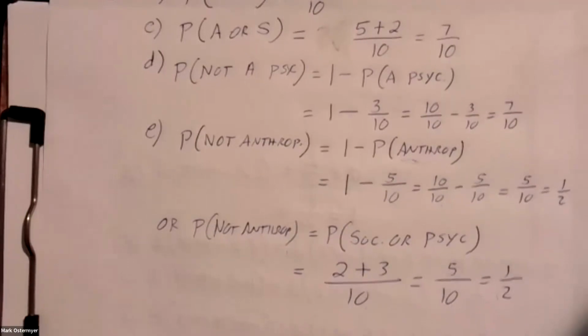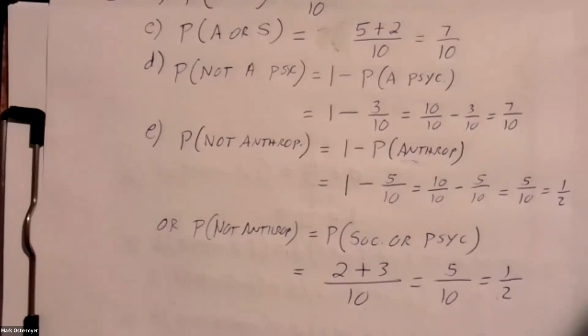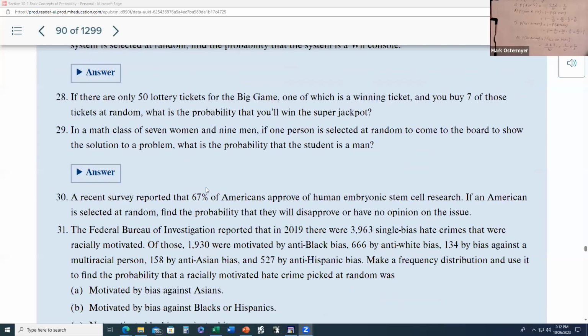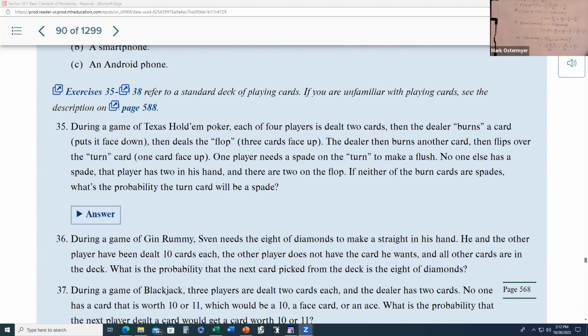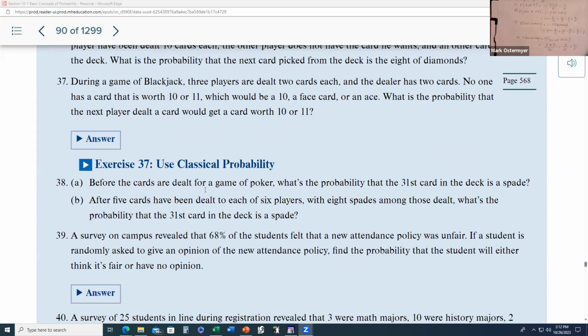Okay, let's see if there's anything else here. Okay, let's see. All right, number 43 is a somewhat interesting problem. Just have you read it and see if you can do something with it.